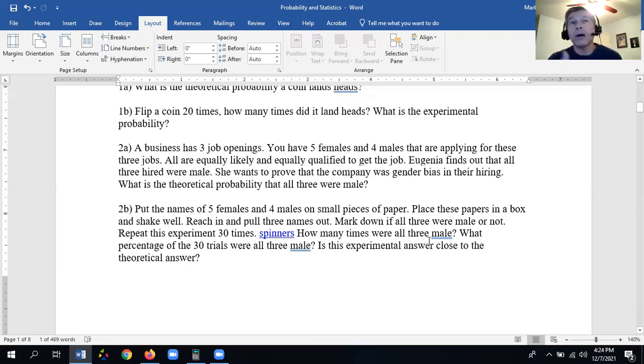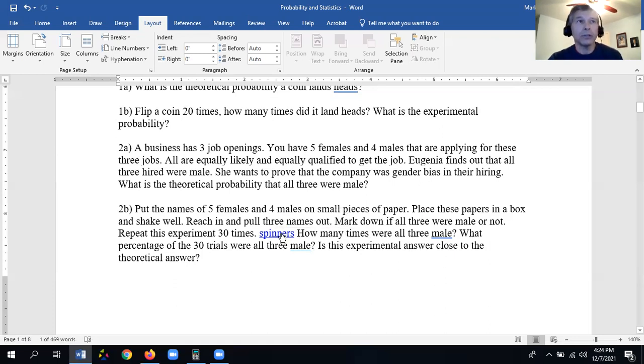So this would take a little while to do this experiment. And then what percentage of the 30 trials were all 3 males? Because I would think it'd be pretty unlikely. Well, let's get to the spinner program that I'm talking to you about here. And I think it's a good program.